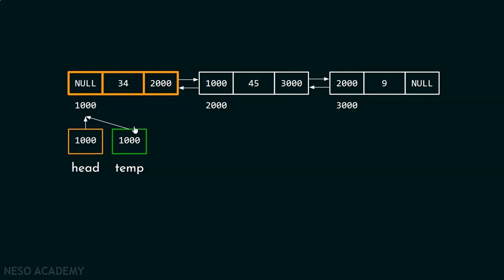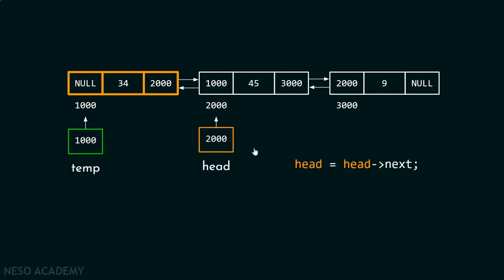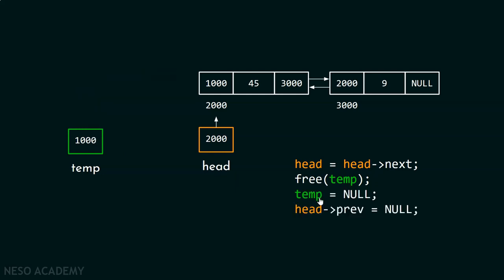And of course, we need to move our head pointer towards right. And we can do this by putting this line of code, that is head equal to head next. After this, we can call free function to delete this particular node. To this free function, we have to pass temp. That is the address of the first node. After this, of course, we need to assign null to temp as well as null to this particular prev part of this node. And this is the resultant linked list so obtained.